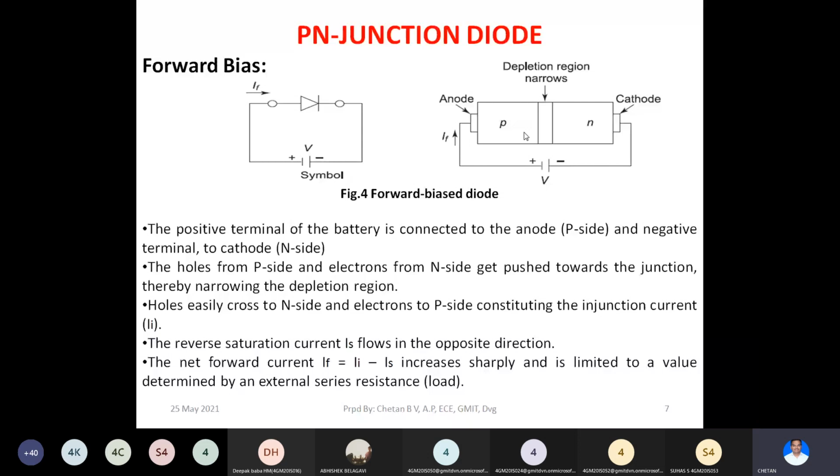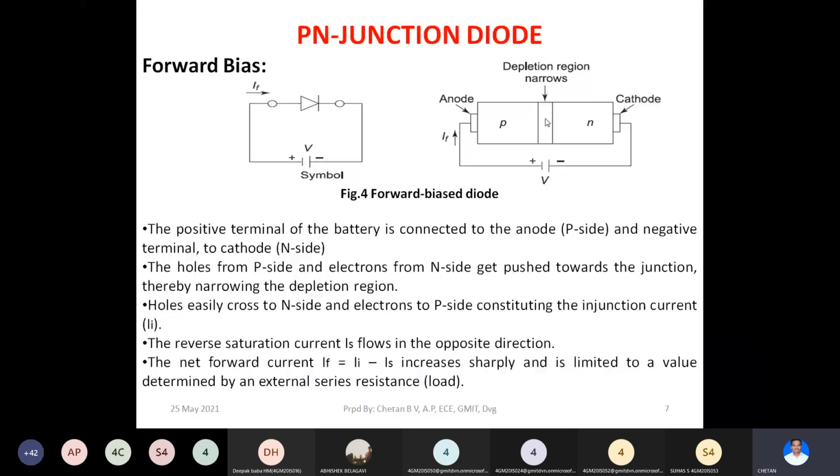In forward biased mode, you are connecting the positive terminal of the supply to the positive terminal of the diode, and the negative terminal of the supply to the negative terminal of the diode, and the current that flows will be in the same direction as the conventional current. And one more important phenomenon in the forward biased diode is the narrowing of the depletion region. The width of the depletion region reduces in case of a forward biased diode.